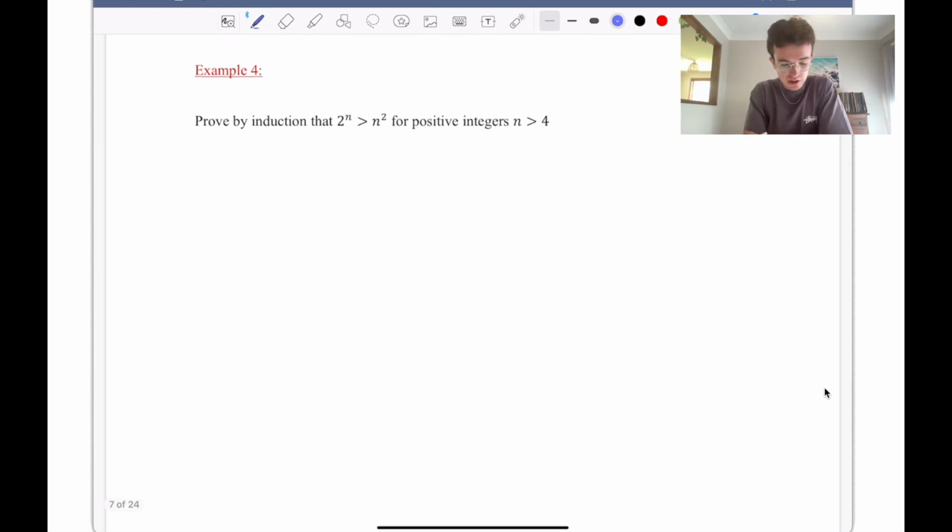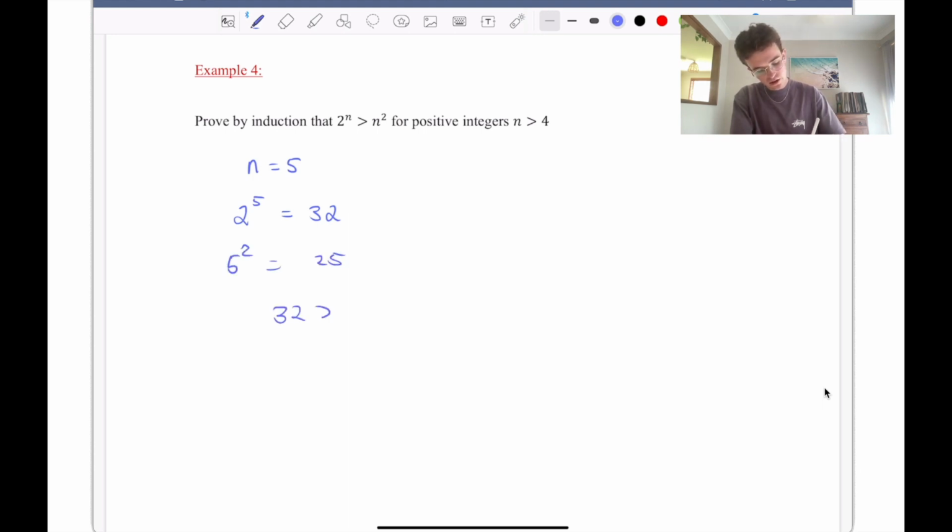So prove by induction that 2 to the power of n is greater than n squared for positive integers n greater than 4. Now we're looking at just positive integers. The first positive integer greater than 4 is n equals 5. Now 2 to the power of 5 is 32, and 5 squared is 25, and 32 is in fact greater than 25, so we're good.